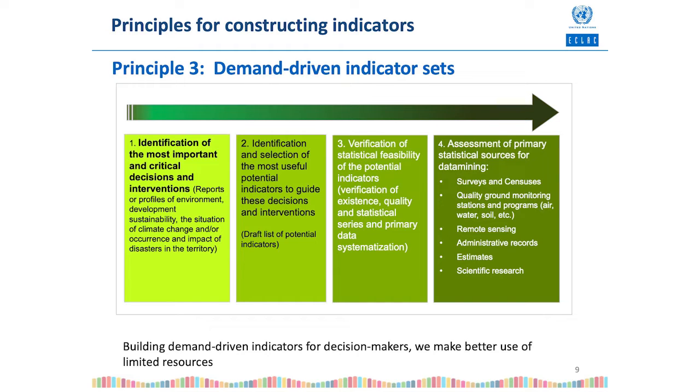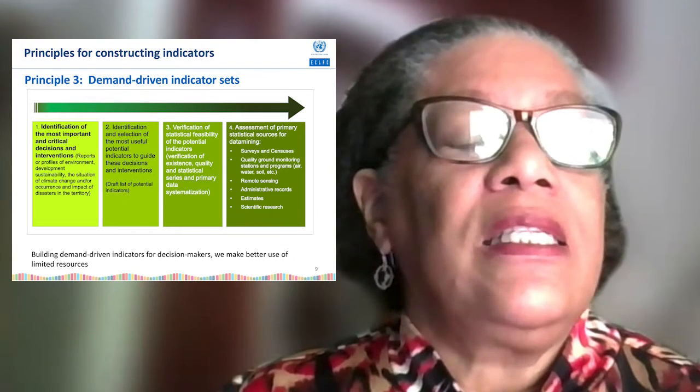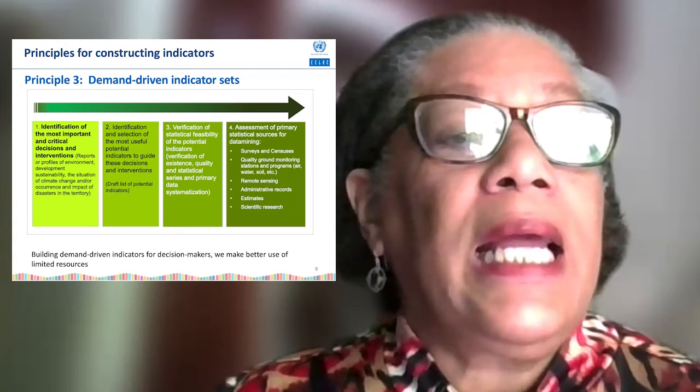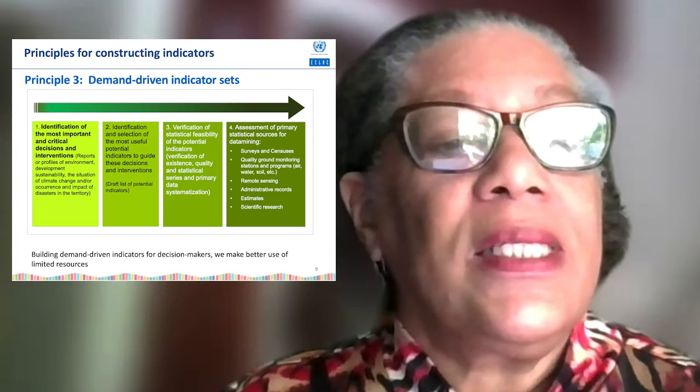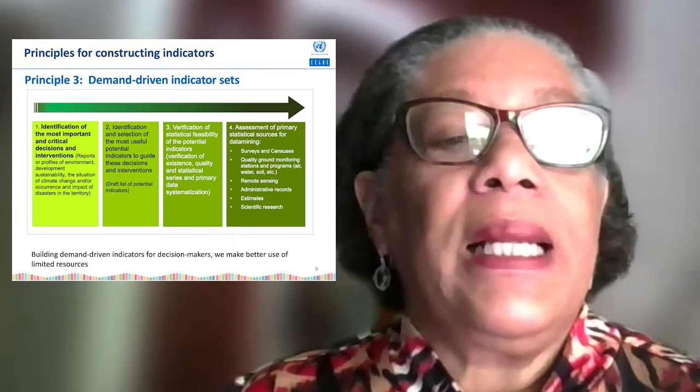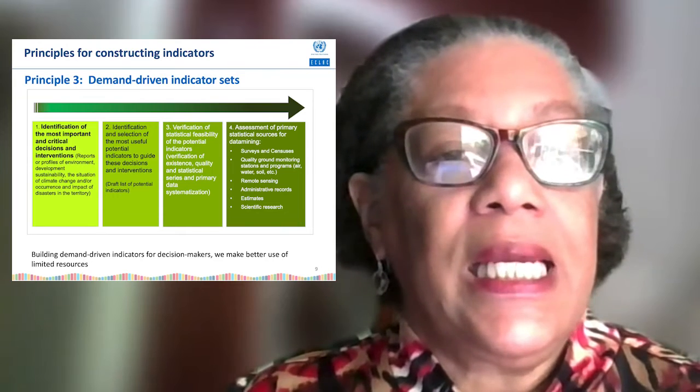So principle 3 is to look at the demand-driven indicator sets. So the first thing is to identify the most important and critical decisions and interventions within the country. This can be found in reports on environment, on policy documents for sustainability, climate change, or disasters in the territory. When these critical decisions and interventions are identified, then we can look at the most useful indicators that would guide these decisions and interventions and come up with a draft list of potential indicators.